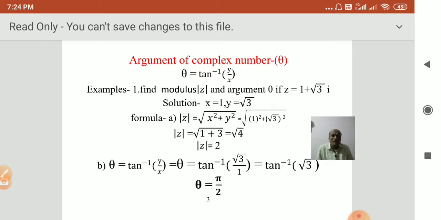Now second is how to find the argument. If we know the values of x and y, we have the formula directly: theta equal to tan inverse of y by x. So substitute the value of y, that is square root of 3, and the value of x, that is 1. So this will be tan inverse of square root of 3. So for which angle is the tan value square root of 3? This is pi by 3, that is 60 degrees.